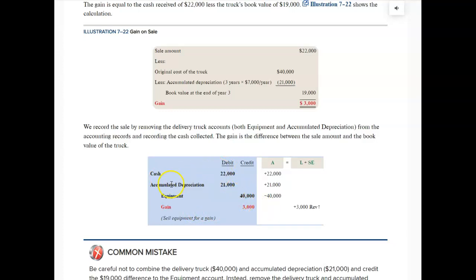So cash, accumulated depreciation, equipment, then record the gain. It balances the entry out, and we can prove it two ways. Calculate it here and in the entry, and that shows us we do have a gain of $3,000. Sometimes you'll see this called gain on sale of equipment. It means the same thing.